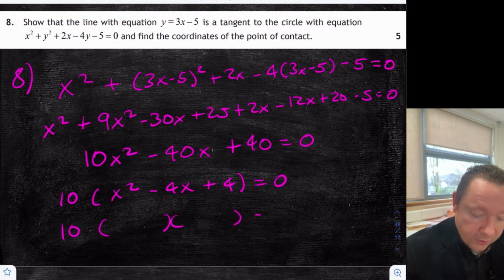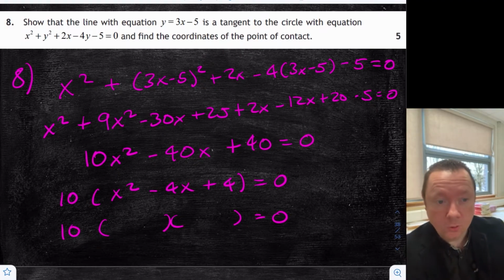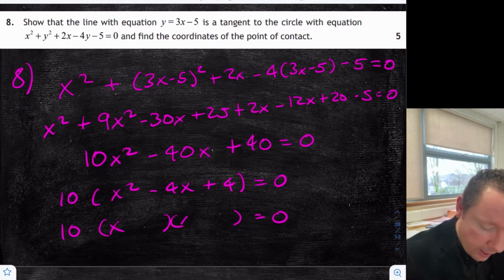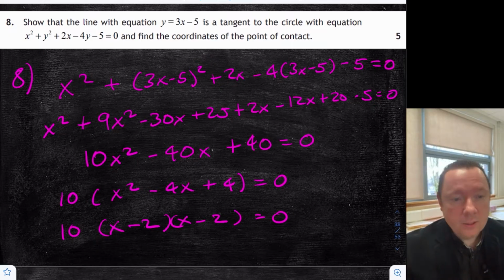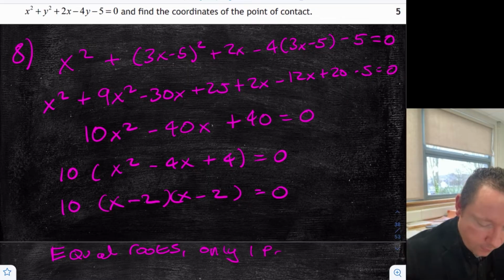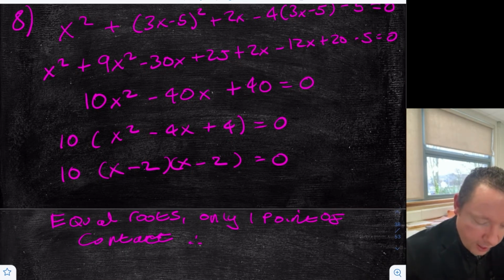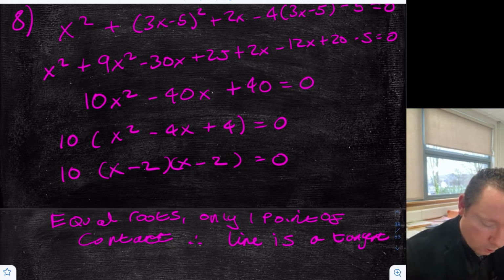Now we're looking, if it's a tangent, for only one solution because it only touches it at one point. So this should be equal roots. So let's check: x and x, 2 2s is 4, so minus 2 equals 0. So we can say that it's got equal roots, so only one point of contact. Therefore, the line is a tangent to the circle.